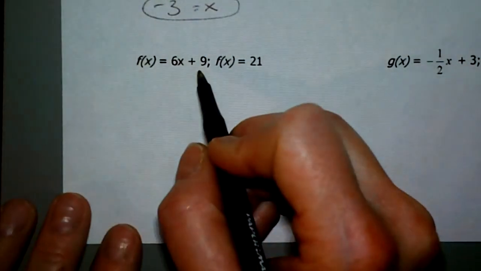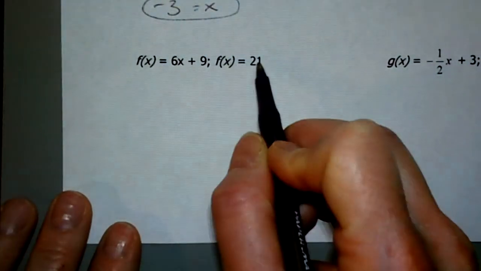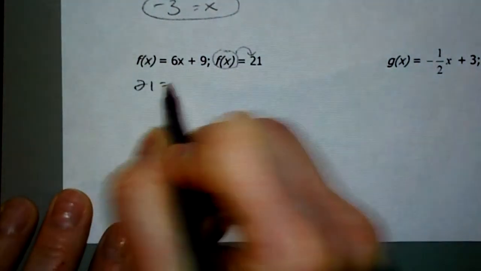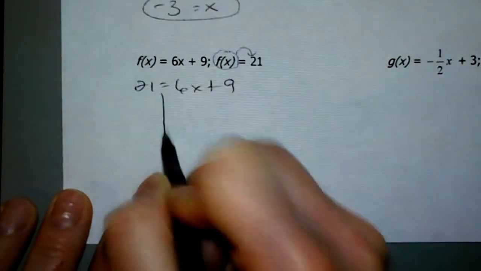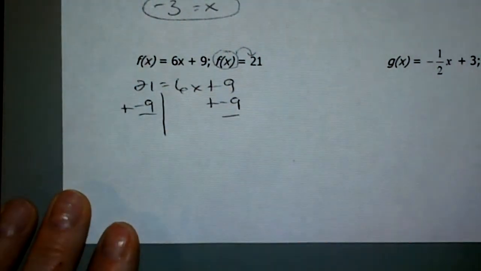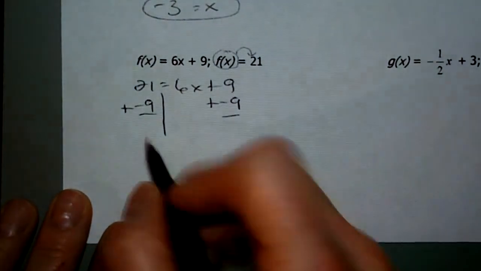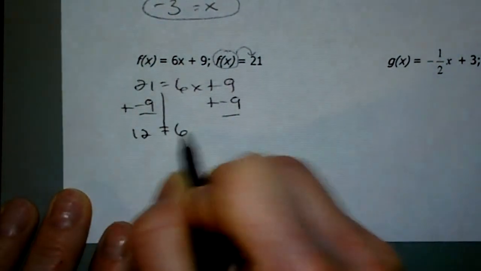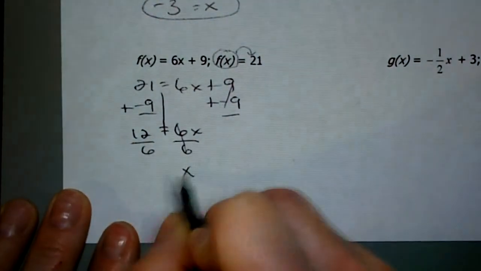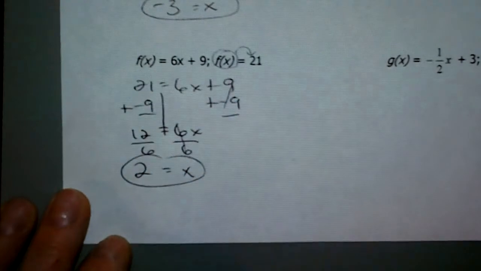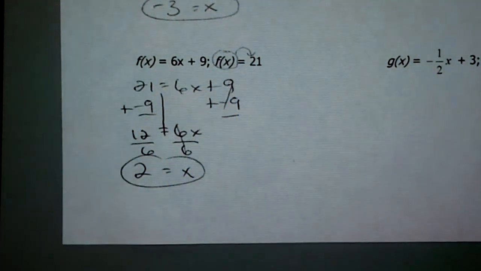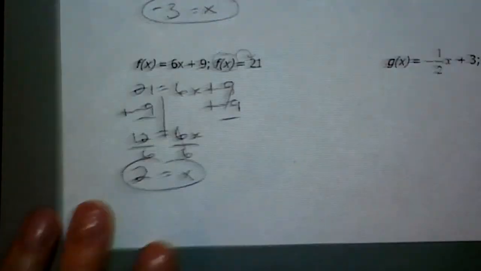All right, let's try another one of those. F of x equals 6x plus 9 when f of x equals 21. So that means replace f of x with 21. So 21 equals 6x plus 9. Another little two-stepper. Get rid of what's being added to the variable term. And 21 minus 9, that's 12. 6x is left over here. Divide by the coefficient of x. And yes, when f of x equals 21, x is 2. So it's like I'm giving you the range and you're telling me the domain.